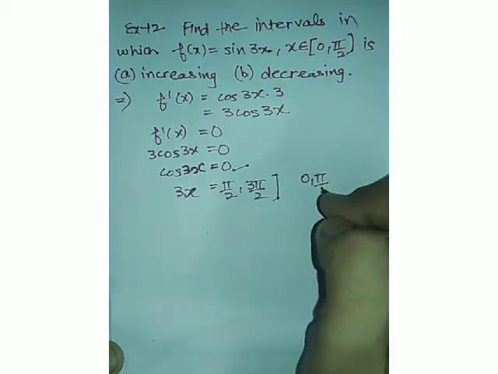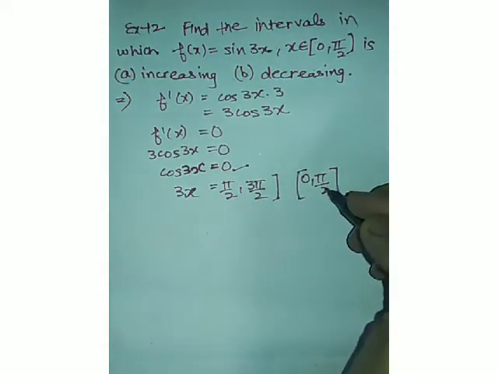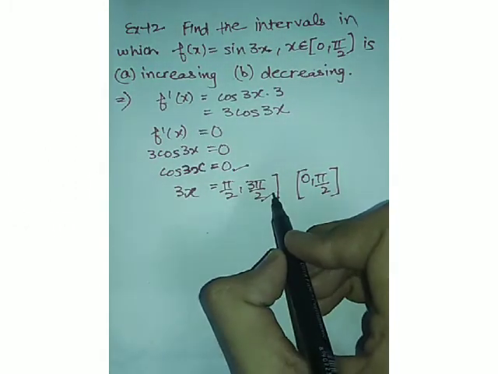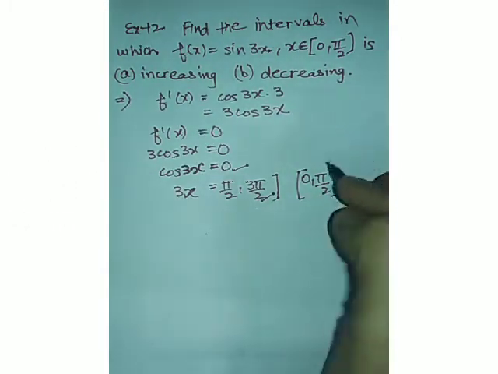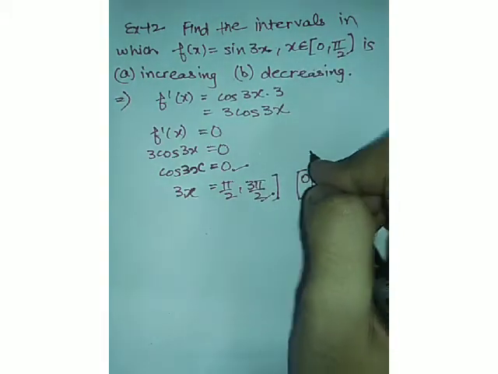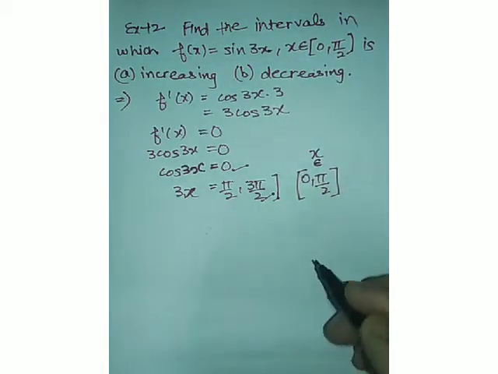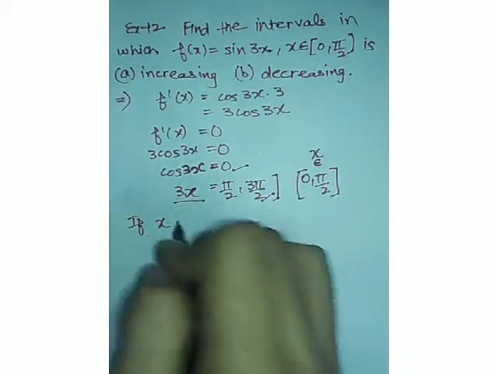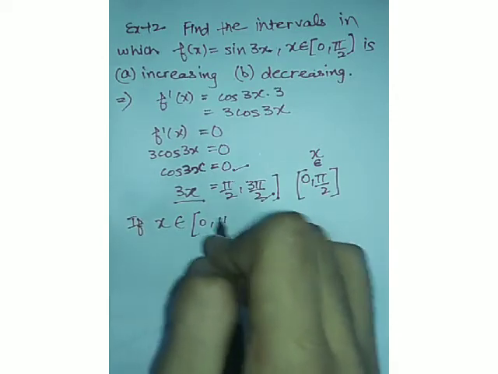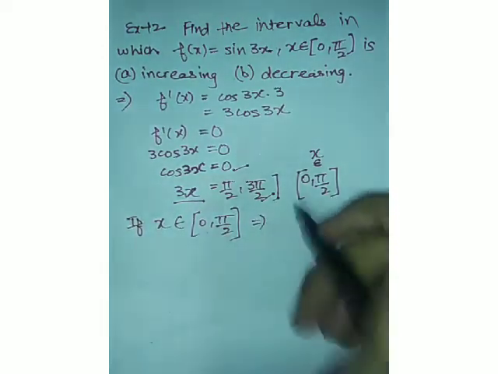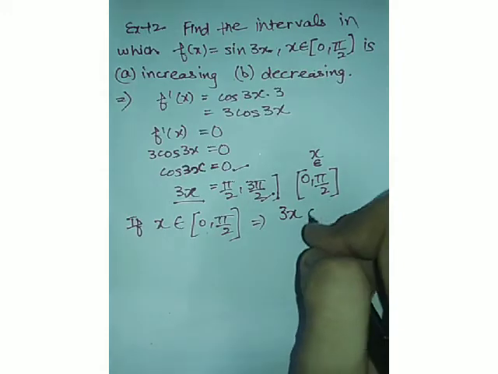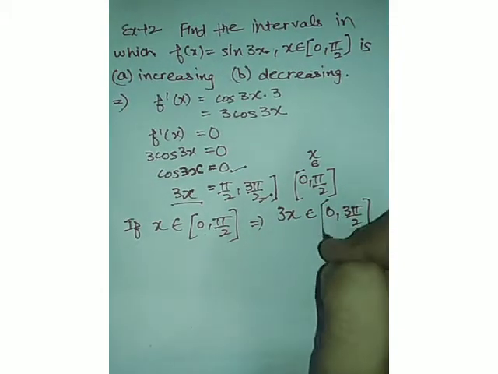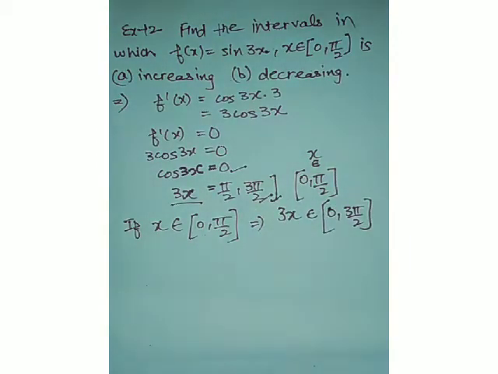So how can we find the value that is beyond pi by 2, that is 3 pi by 2? The thing here is that in this statement it is given that x belongs to this interval, but here we are talking about 3x. So if x belongs to 0 comma pi by 2, then automatically this implies 3x will belong to 0 comma 3 pi by 2. That is why we have considered the value of 3 pi by 2 as well.